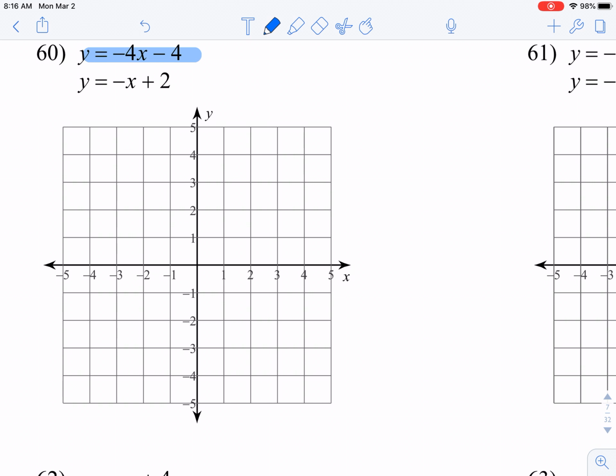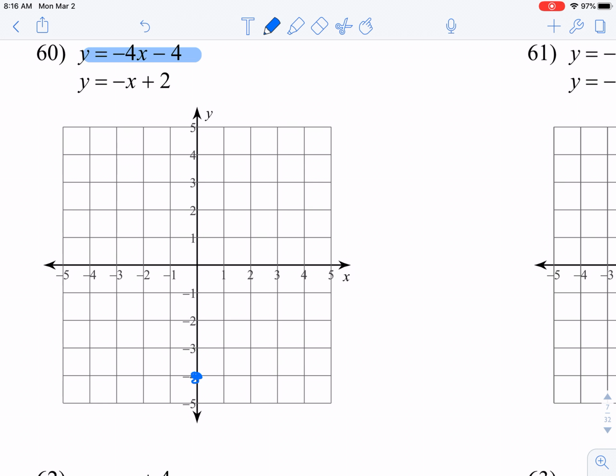So my b for this is -4, so I'm going to start at -4 for my y-intercept. And then my slope is -4. That means go down 4 and over 1. But I can't go down 4 and over 1. So whenever that happens, I do everything the opposite.